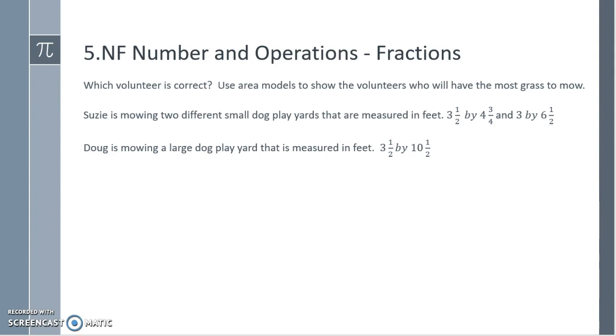Which volunteer is correct? Use area models to show the volunteers who will have the most grass to mow. So Susie is mowing 2 different small dog play yards that are measured in feet, 3.5 by 4 3/4 and a 3 by 6.5. Doug is mowing a large dog play yard that is measured in feet, 3.5 feet by 10.5 feet. So let's start with Susie's small yard.